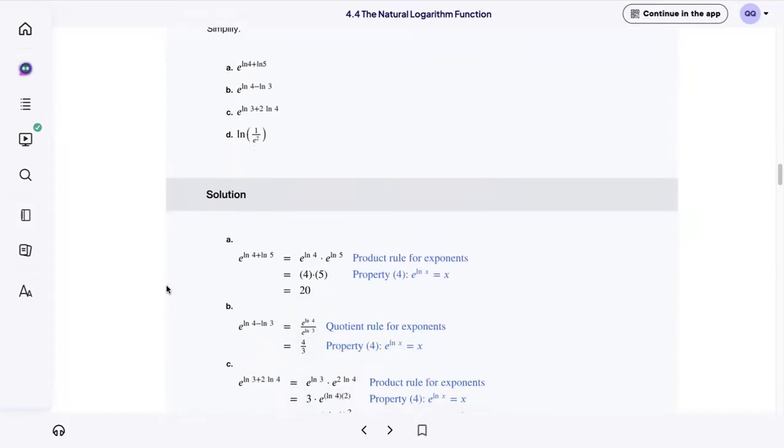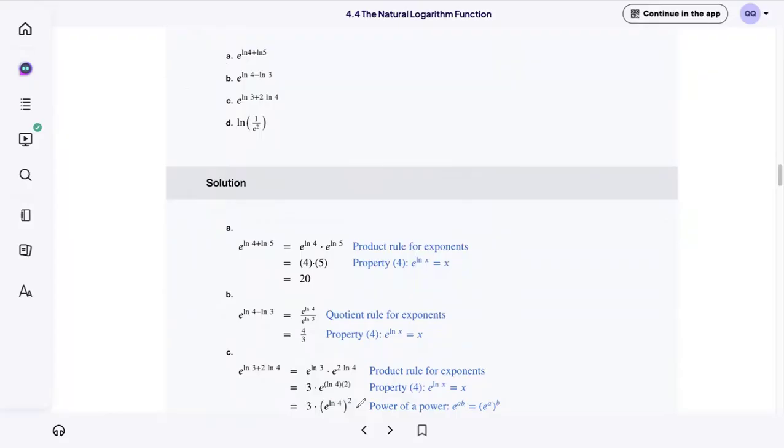Okay, so let's simplify these expressions. The first one is e raised to ln 4 plus ln 5. There are other properties, something called the product rule for exponents. Let's see where this comes from. If I have 2 raised to 3 times 2 raised to 4, remember we can add those 2 exponents, right? I get 2 raised to 7. Remember, ln 4 and ln 5 are each exponents.